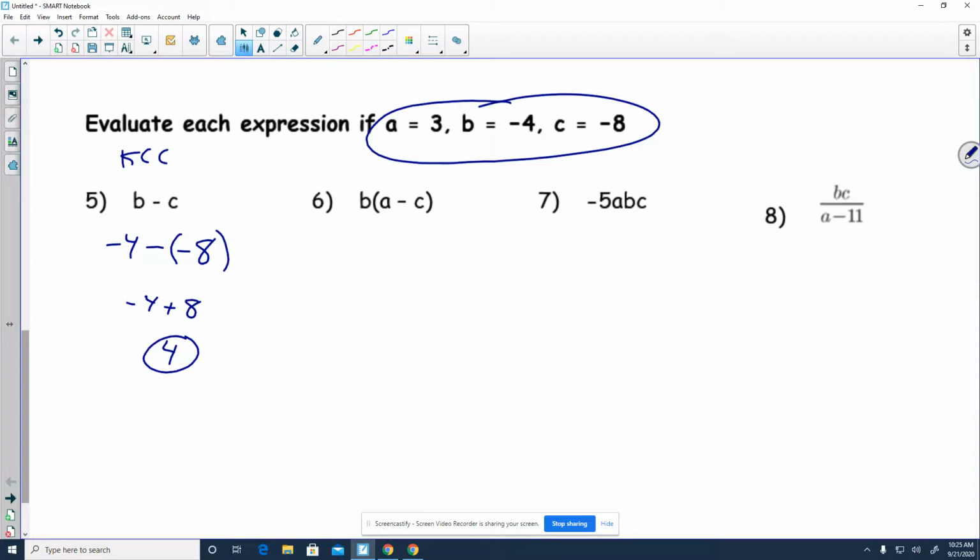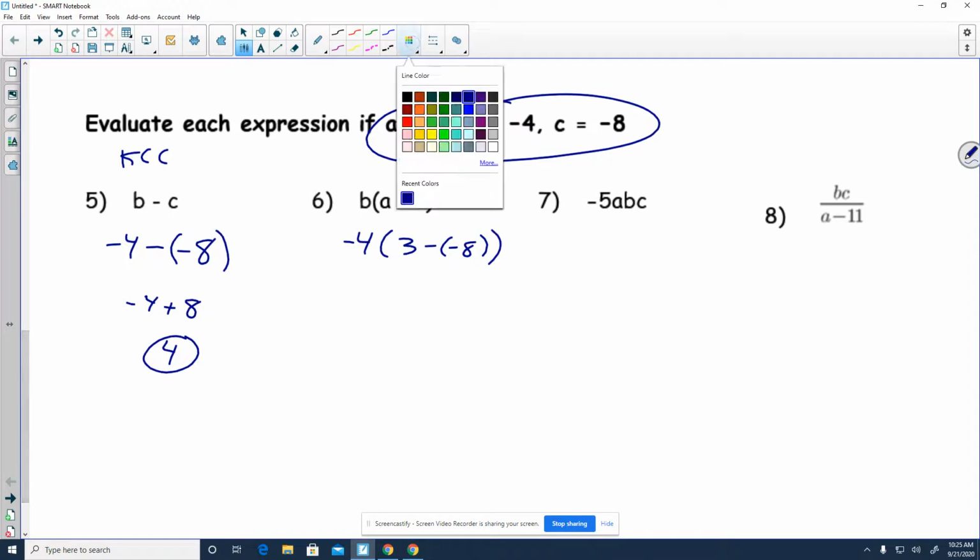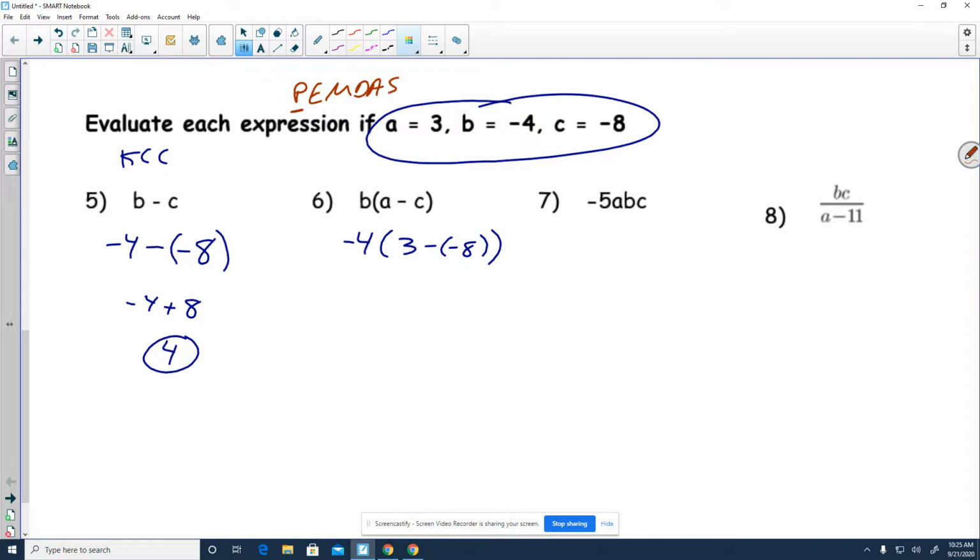Number 6, we have negative 4 times 3 minus negative 8. Remember we have to do parentheses first in PEMDAS. Parentheses come first. So we have 3 minus negative 8, which gives us positive 11. And then we get negative 44 as our answer. So keep, change, negative 44. You could also do that in your calculator.